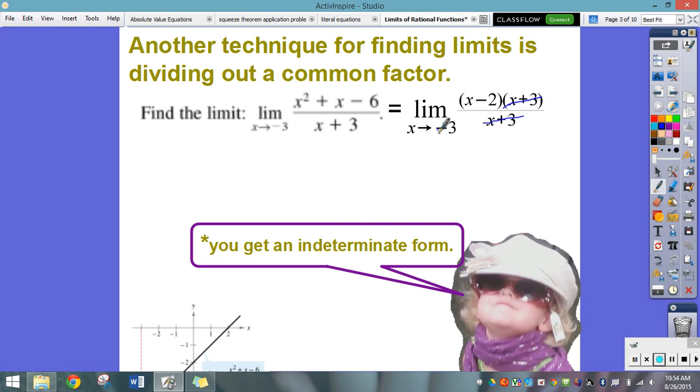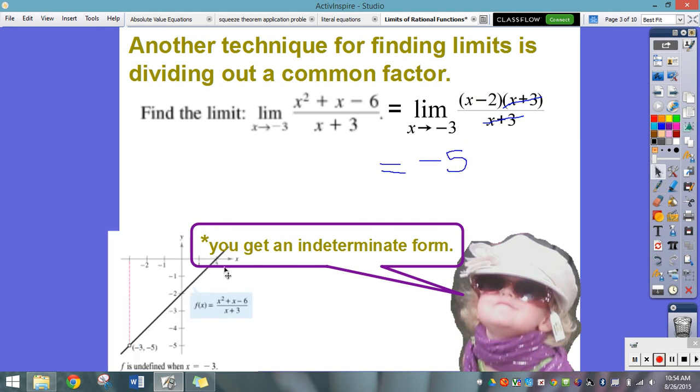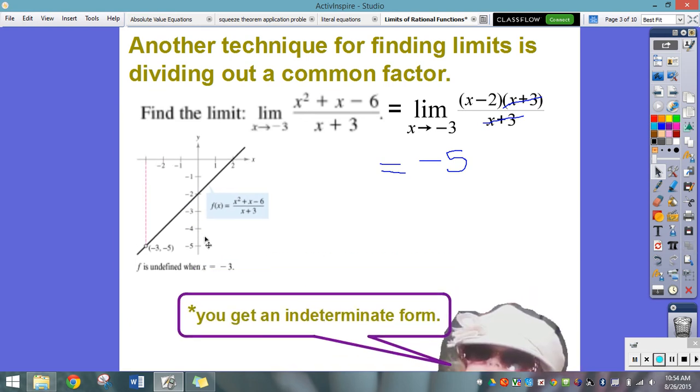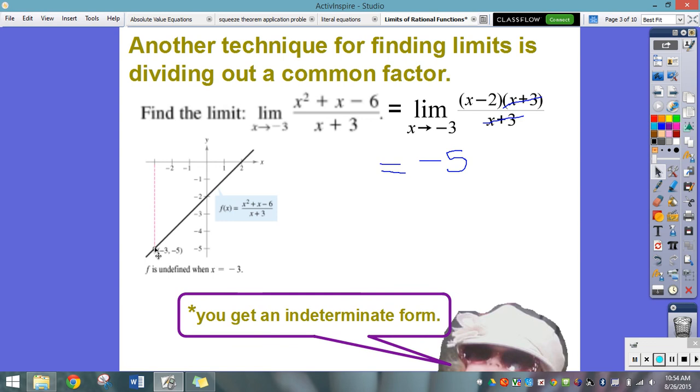And then if I use direct substitution now, I get an actual value. Equals -3 minus 2, which is -5. And if I look at the graph, that limit is confirmed because if you look, there's a hole there at x equals -3, but to the left and to the right, it is approaching -5. And so dividing out a common factor is a great strategy to use in order to evaluate a limit algebraically.